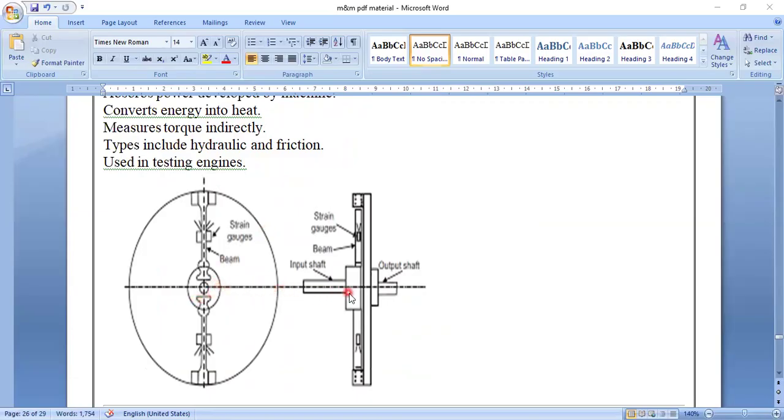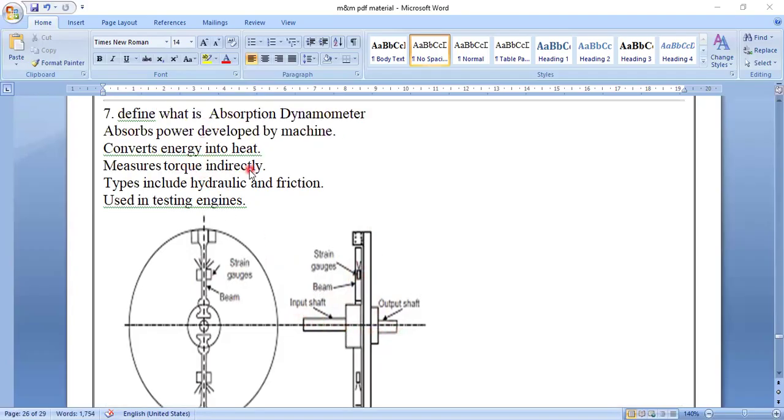Here you can see the strain gauges are attached. This is a beam. Here you also have the input shaft and the output shaft. So here the strain gauge is attached. It converts energy into heat and measures torque indirectly. So it is hydraulic and friction type. In absorption, some beam is here. The beam is touching this strain gauge. The strain gauges will read the energy and heat developed inside this.